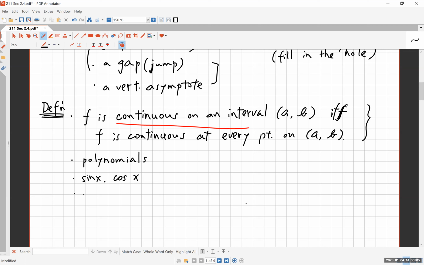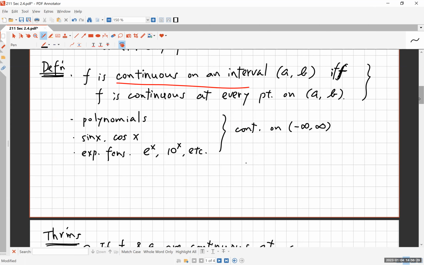All right, and then you have exponential functions. What are those? Like e to the x, 10 to the x, whatever. Okay, these are functions that are defined at every single point. So these are all continuous on the entire interval from negative infinity to positive infinity. In other words, on the entire real line. Okay, now some other functions are not defined on the entire line, like log functions. You remember log functions like natural log of x, the common log of x. Okay, these are continuous wherever it's defined. What does that mean? Well, the domain is from 0 to infinity, not including 0.